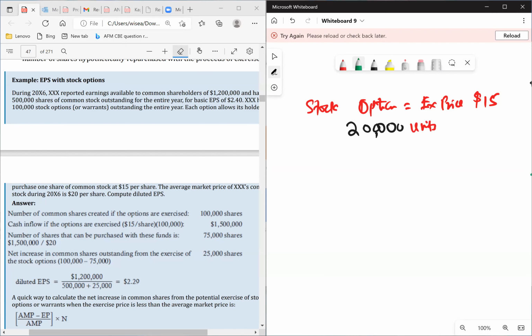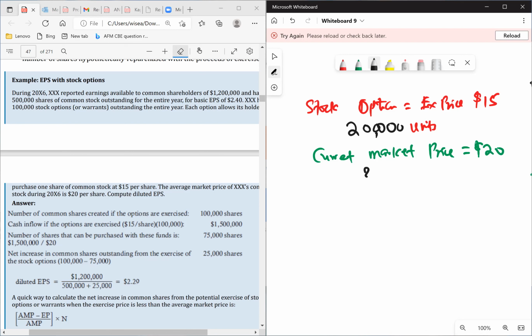We look at the current market price. The assumption is that if the employee exercises the option, the proceeds of the exercise should be used to purchase shares at the current market price. So if the current market price is, let's say, $20, we'll look at the proceeds, which will be $3 million.